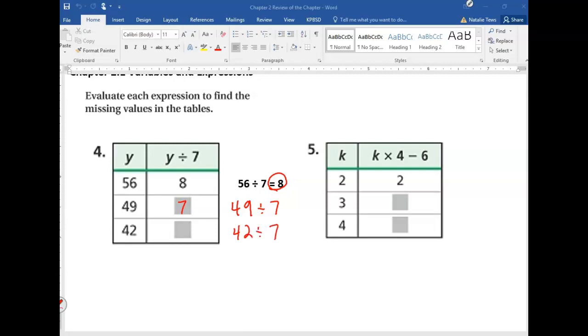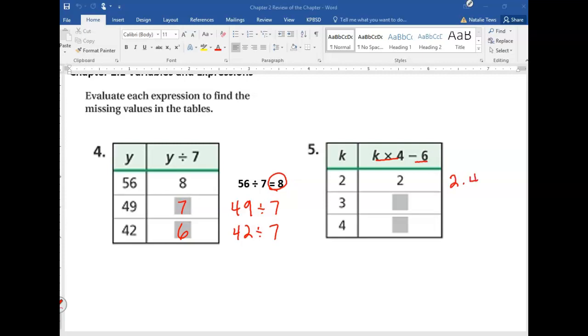42 divided by 7 is 6. Now these were one-step problems, so did I need a funnel? No, I can just leave it like this. However, over here, I'm going to have to multiply and subtract, so am I going to need a funnel on this one? Yeah. Absolutely. So I'm going to start out with my k, which is 2.